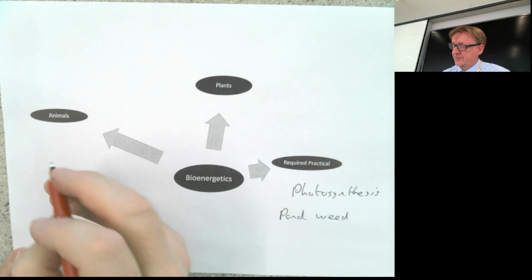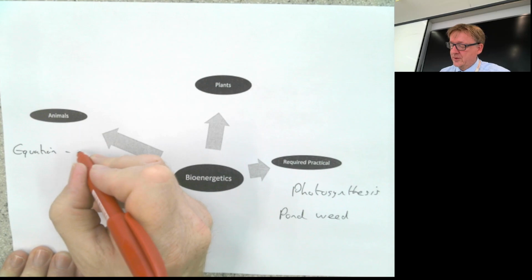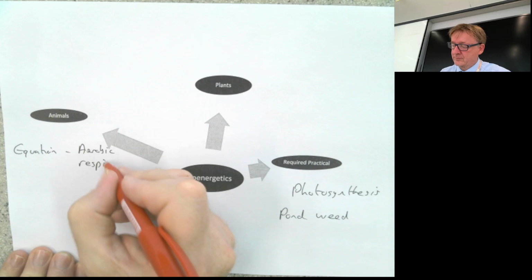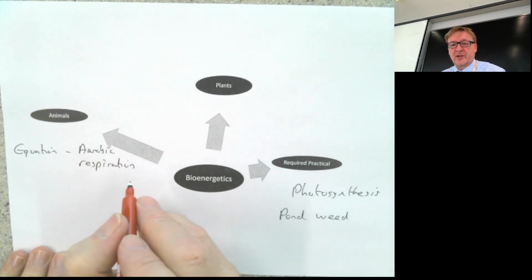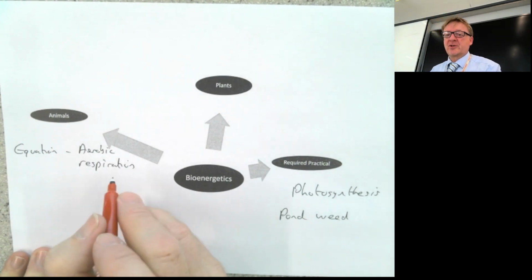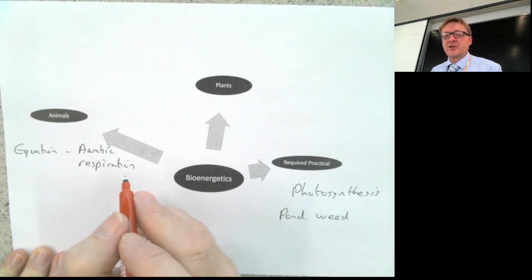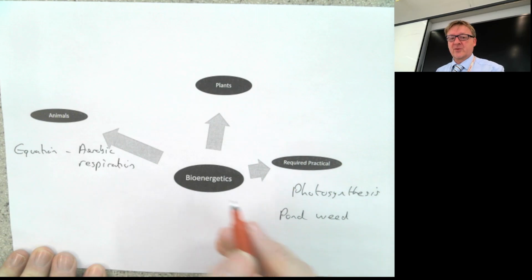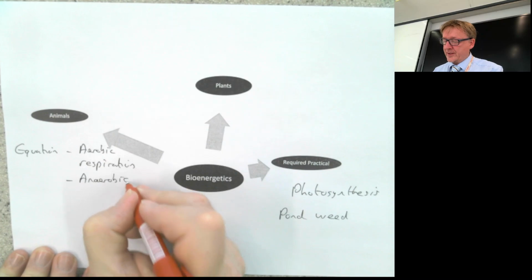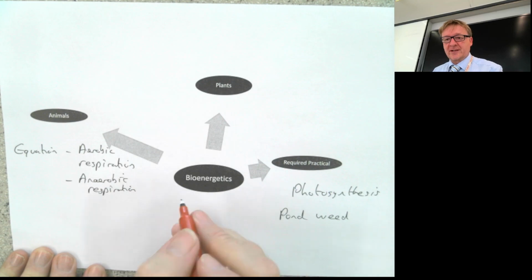Starting with animals, you need to know the equation for aerobic respiration. That is then the full symbol equation, right? So think about it, aerobic respiration is what you're doing. So it's 6O2 plus 6H2O goes to C6H12O6, which is glucose, plus 6CO2, and that's what you're doing. You also need to know the equation for anaerobic respiration. Right, that is then your lactic acid one.